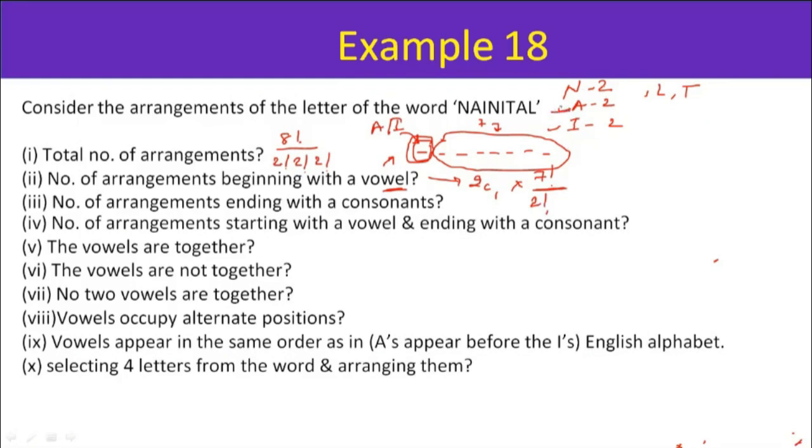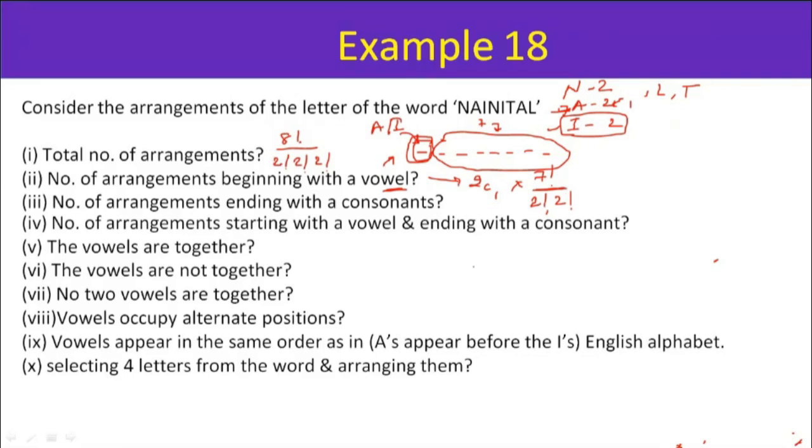For example, I choose 1 A, right? Then the leftover A is only 1. So again, I won't divide it by 2 factorial because this is only 1. However, I would be 2, right? So I will divide it by 2 factorial. So the answer to this question will be 2C1 into 7 factorial by 2 factorial, 2 factorial. Why 2 factorial, 2 factorial? One is because of N, I have 2 N's. And second is either of A or I, whichever I have not chosen, will be 2. Hence, I will divide it by 2 factorial.